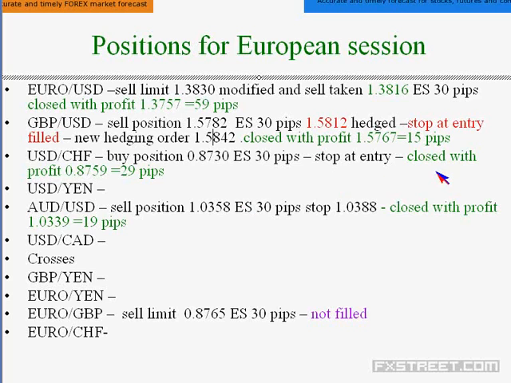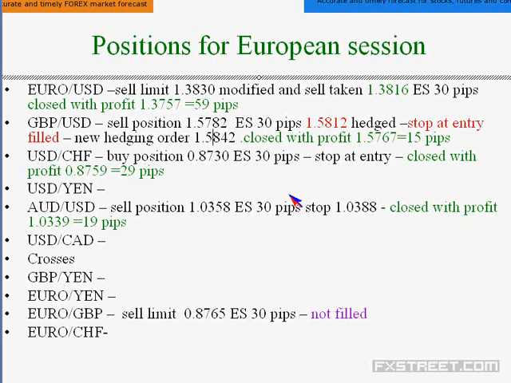So I wanted to just prove that within the session we should be able to close the positions. It's not necessary that we have to hold the position for a prolonged period. Similarly, in the case of Australian dollar, 1.0358, I kept below the initial high of 1.0359, and it went up to 1.0363. That was the European session high.